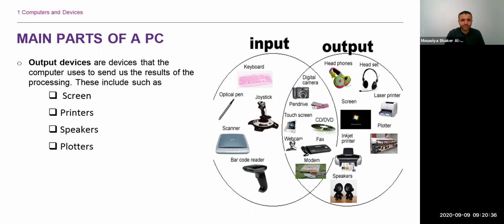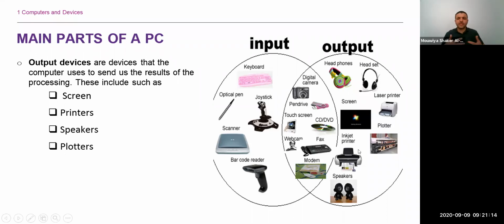Output devices: screen, printers, where you print your document, and speakers. When you listen to these videos, while you have your headset or your speakers, you are using the output device. And plotters, the very big printers, the ones used for commercial purposes. Here, this one here, you can see it.